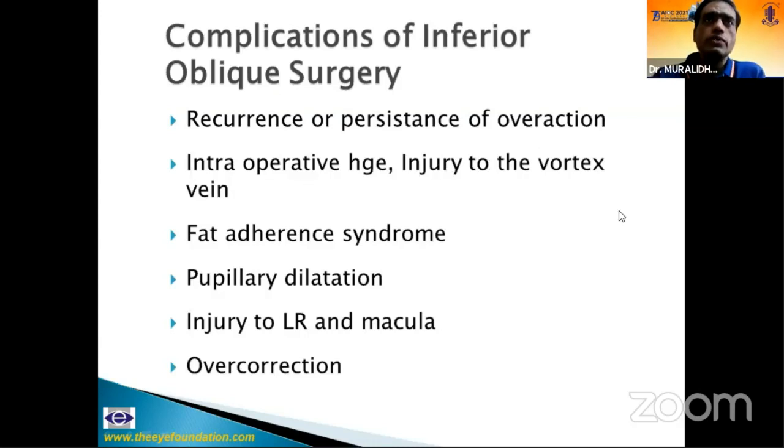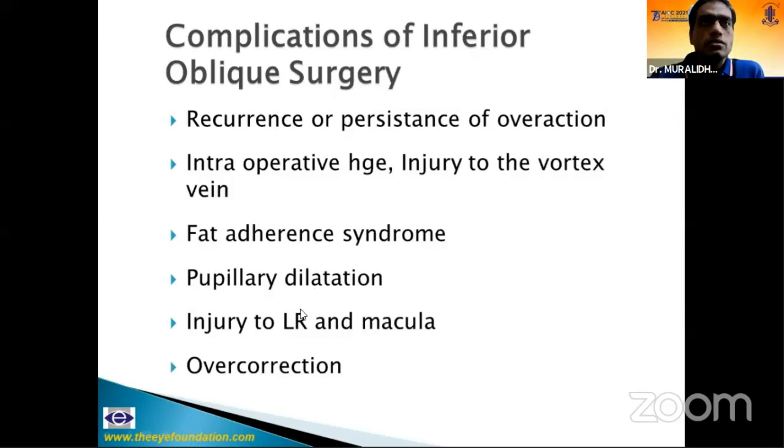The worst complication you can have is an injury to the vortex vein, which is very difficult to arrest. Prevention is always better than cure, and everything has to be done under direct vision. There should be no blind fishing around with the hook. Fat prolapse is another important complication. It happens if you are in a great hurry and trying to cut the intermuscular septum without realizing that you are actually cutting the septum.